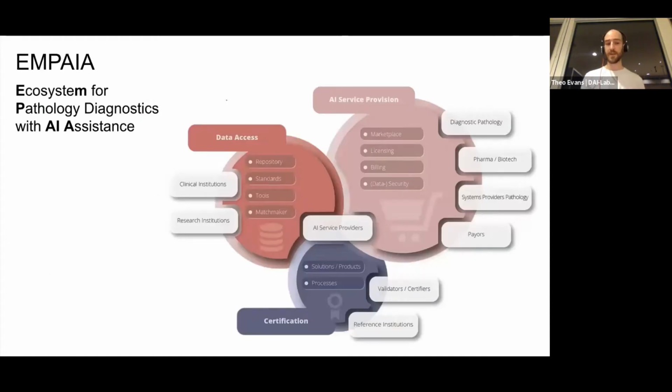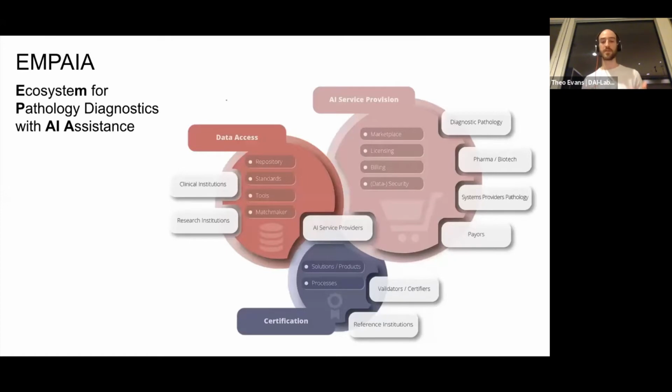And this is the motivation for the EMPAIA project. EMPAIA is a very slightly forced acronym of Ecosystem for Pathology Diagnostics with AI Assistance. And the main goals of EMPAIA are to create a data platform for sharing pathology data, and an AI platform for providing AI solutions that meet a set of agreed upon standards that can be made available in an app store-like interface for pathology users.